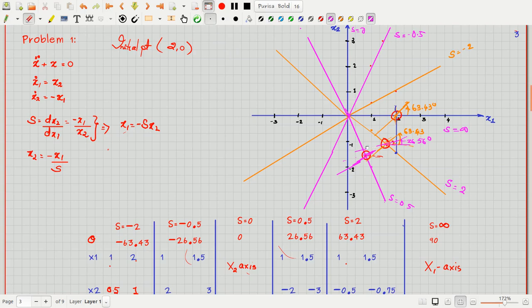This line a little bit to the left side so that my lines will look similar, something like this. 26.6 is a very small line. So something like this.